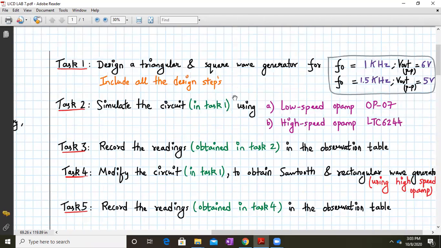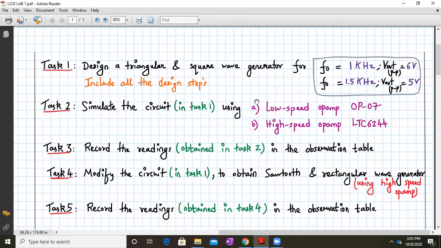Okay, so to put it systematically, task number one for this lab is to design a triangular and a square wave generator for a frequency of 1 kilohertz and output peak to peak of 6 volts for even roll numbers. So if your roll number ends with an even digit, you have to do it for f naught equal to 1 kilohertz and peak to peak triangular wave amplitude should be 6 volts. And for odd roll numbers, you need to consider the value of f naught as 1.5 kilohertz and Vout peak to peak as 5 volts.